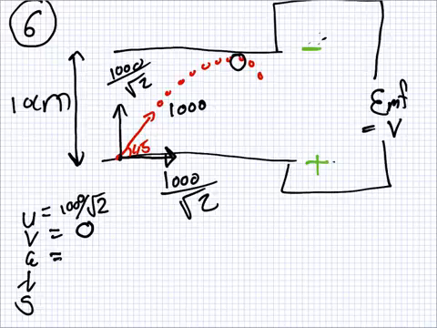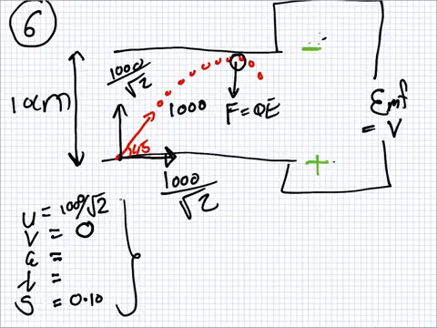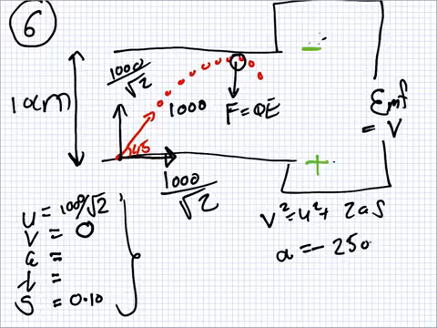The A? Not zero this time. The A we don't know, because what's pulling it down is the force QE, not gravity. So we don't actually know it here. The T, we don't know. The S, we do know: 0.1. What would I like to know? I really would like to know the A. So I can say V squared equals U squared plus 2AS. So here I get A will be minus, if you want, 25,000,000 meters per second squared.